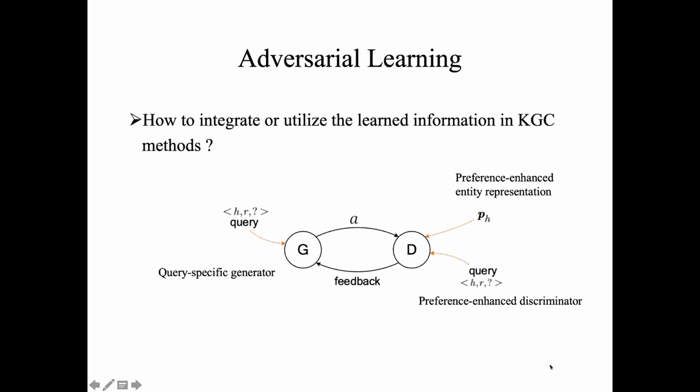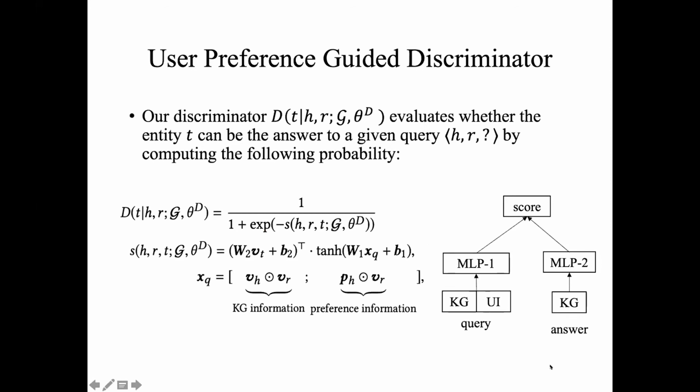Let's look at the details of the discriminator and the generator. Our discriminator D evaluates whether the entity T can be the answer to a given query (H, R, ?) by computing the following probability. In the formulation, VH and VR are known parameters for knowledge graph entities and knowledge graph relations. Besides the known semantic representation VH, we enhance the entity representation using the entity-level preference of the users with high-order connectivity.